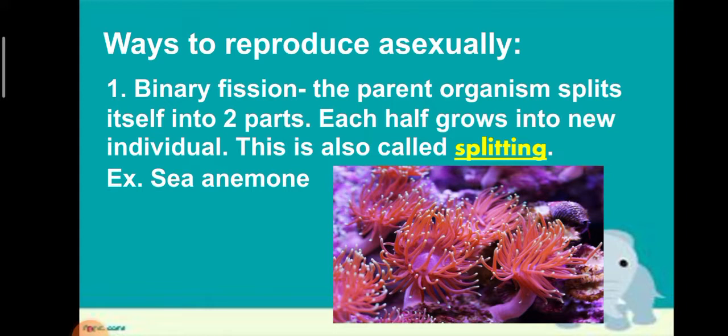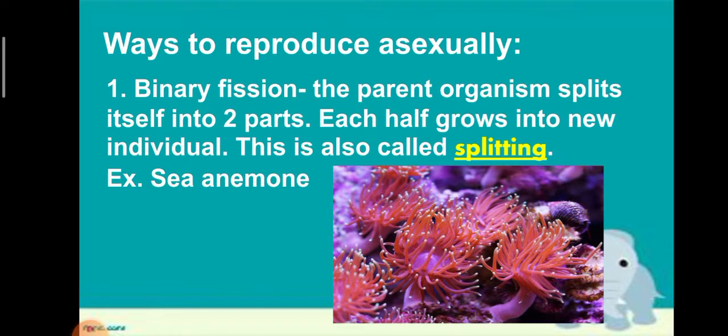So we have the binary fission, wherein the parent organism splits itself into two parts. Each half grows into new individual. This is also called splitting. Sa binary fission, nadodoble siya or nakakopy siya sa pamamagitan ng pag-i-split o paghahati sa dalawang parte ng isang organism.